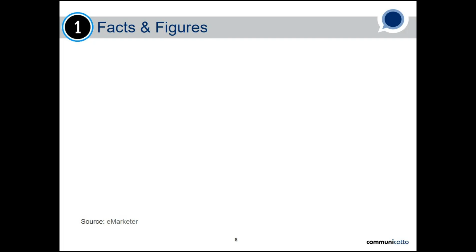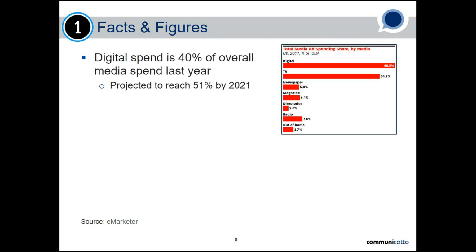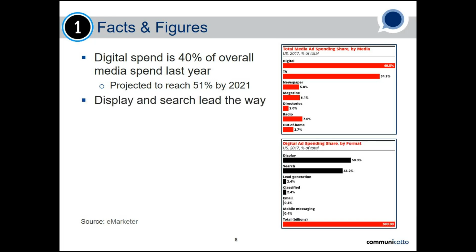And now let's chat about some facts and figures. Digital advertising was about 40% of all the media mix when it comes to advertising back in 2017. It is projected to reach over half. It'll hit that over 50% mark by the year 2021. And for reference here, we've got where the money is going with respect to TV and newspaper, magazine, et cetera. With respect to digital advertising, display advertising and search are the big winners right now. This is where all the money is going right now.